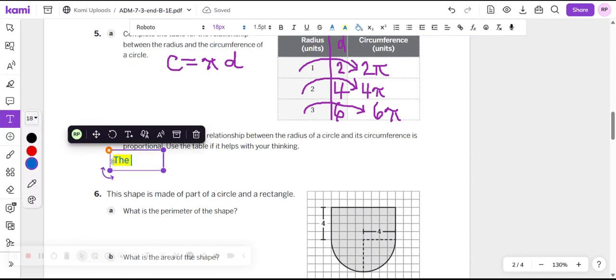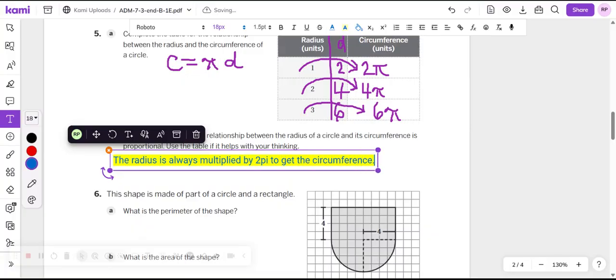The radius is always multiplied by 2 pi to get the circumference.